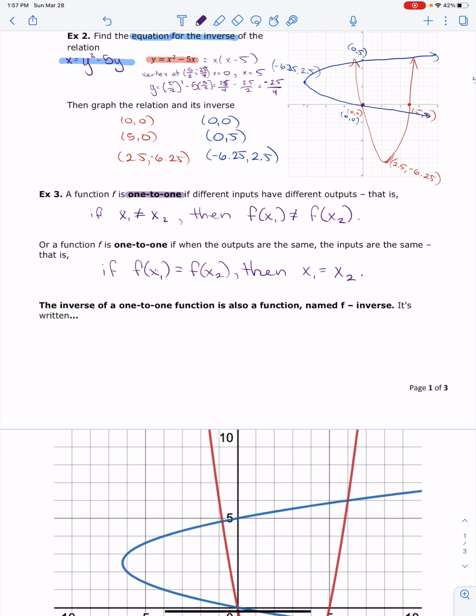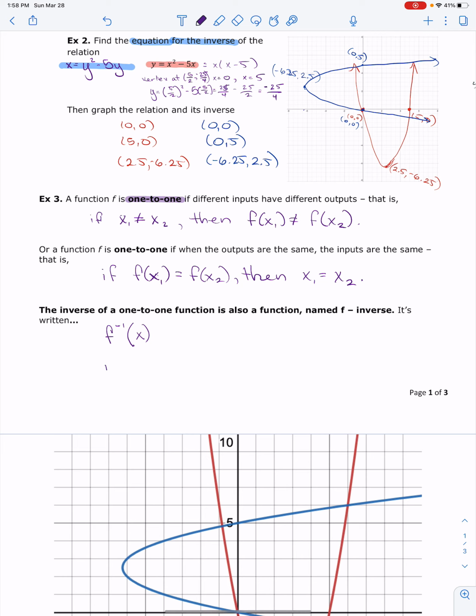The last part, inverse of a 1 to 1 function is also a function. We call it f inverse. It's written this way. F to the negative 1, that just means we're talking about an inverse function of f. Notice that negative 1 is not an exponent. It's not like we're using it on a number or a variable. This is just letting us know that this function is an inverse. What that means is if I can plug in x to a function and get out y, I can plug y into its inverse and get out x.